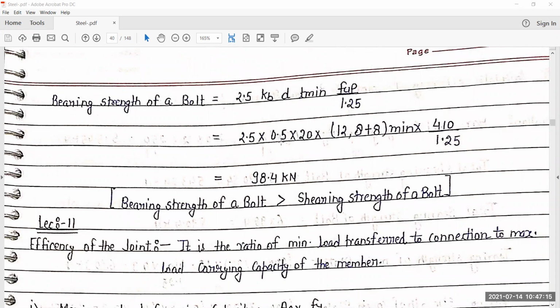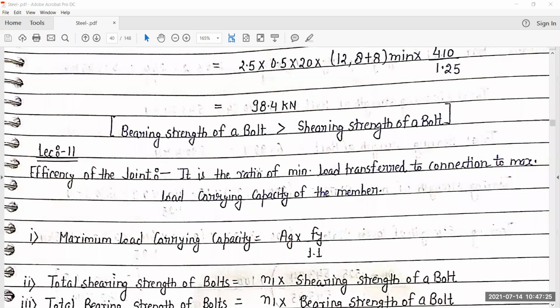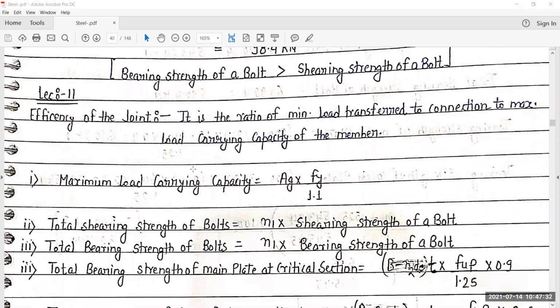Then you can calculate the result: 2.5 into 20 into 12 plus 8. You get the result 28.4. The bearing strength of a bolt is greater than the shear strength of a bolt. Okay. Then now you find the efficiency of joint.